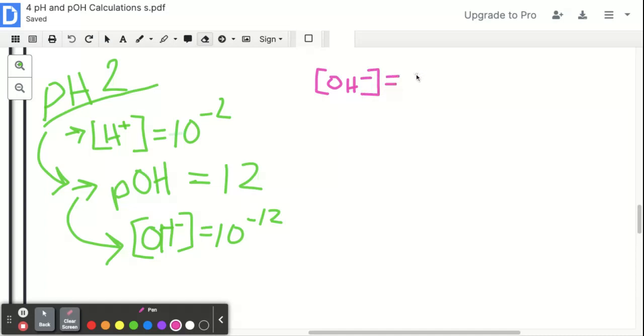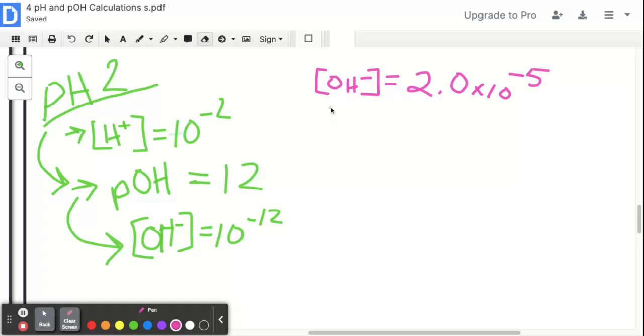Let's say it is 2.0 times 10 to the negative 5th. Okay, so let's just say this is what was given to you. It says that your hydroxide concentration is 2.0 times 10 to the negative 5th. This would alternatively be the same as saying I have a solution of this base and it has a molarity of 2.0 times 10 to the negative 5th. It's the same difference. So the concentration of hydroxide is just telling you the molarity of that base.